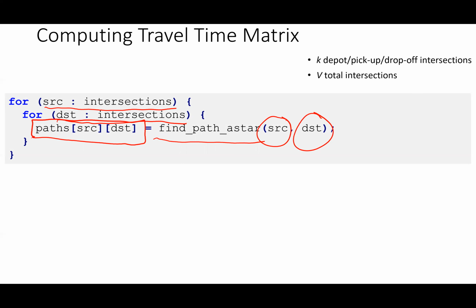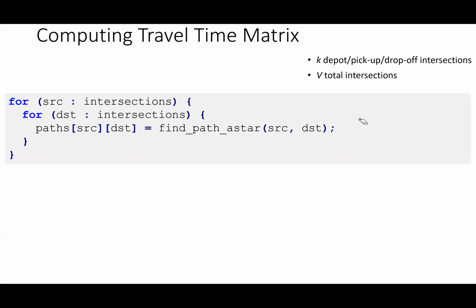Okay, so let's quickly calculate the complexity of this. We've got K of these interesting intersections, and then we've got V total intersections in the whole city. V stands for vertex. What do you think the complexity of this is?